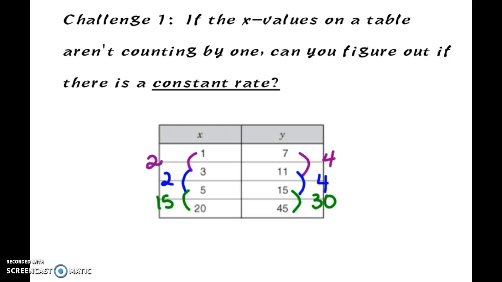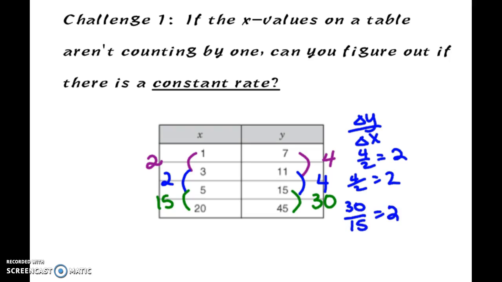So there's something pretty cool that you can do. What you can do is divide your change in y divided by your change in x. So in this case, I would do 4 divided by 2. Well, that equals 2. It would be going up by 2 every time if you changed it to 1. Here, 4 over 2, that's also 2. And here, 30 divided by 15, that's also 2. It actually does have a constant rate, and if x was counting by 1, y would be increasing by 2.